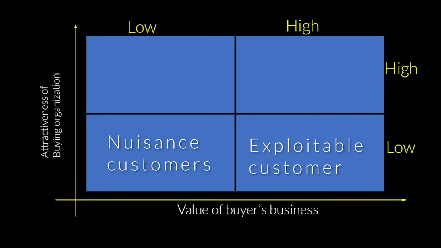And then you have exploitable customers who are less attractive but have a high value. The supplier will maximize value from these, but in the short term. And then you have development. These ones are attractive, but they offer low business to the supplier, so the supplier will nurture such customers with an aim of converting them to core customers. Of course, you have the core customers. These ones offer high value business and are also equally attractive.